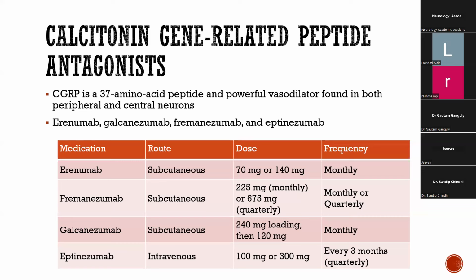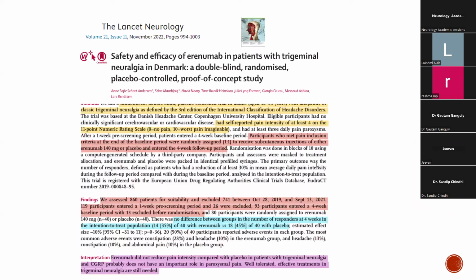Now coming to the CGRP antagonists. CGRP is a 37 amino acid peptide and powerful vasodilator found both in the periphery as well as in central neurons. Examples include erenumab, fremanezumab, galcanezumab as well as eptinezumab. This is a study of the safety as well as efficacy of erenumab in patients with trigeminal neuralgia in Denmark, published in Lancet Neurology in November 2022.